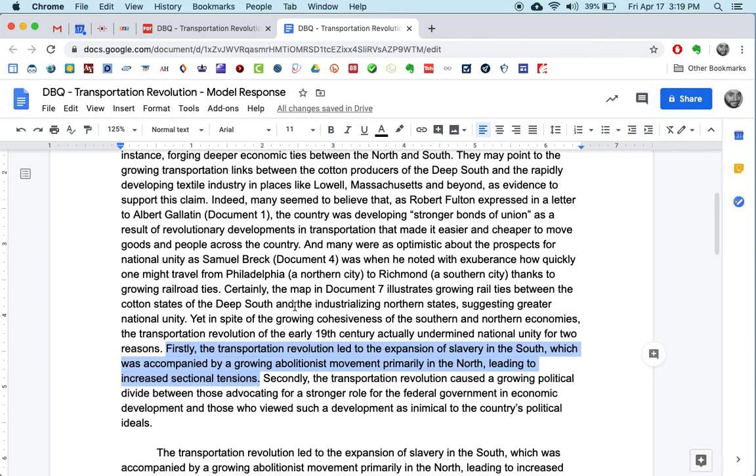But they also don't want you to get into the weeds. You can't say something like, well, the transportation revolution led to disunity because of Frederick Douglass's activism. Well, what? That's a very, very narrow phenomenon, which is certainly part of a larger development.